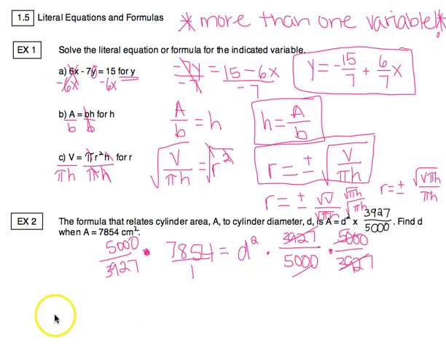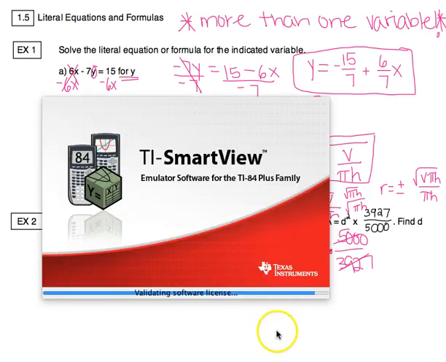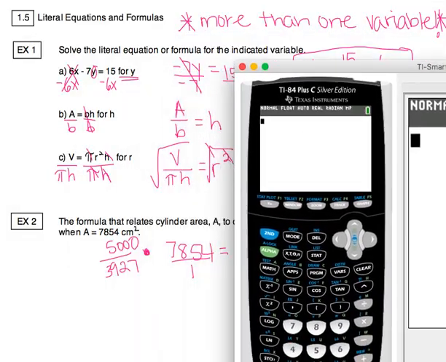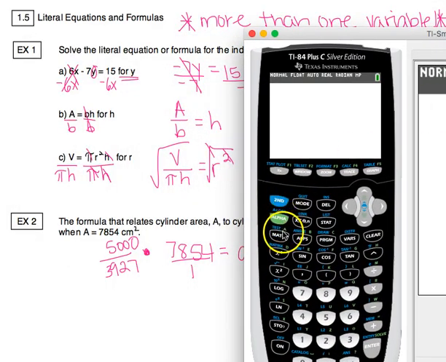Now, you can use a calculator here. Let me pull my on-screen one up if you would like. There we go. So on the TI, I do alpha y equals, choose the top one for fraction. So numerator is 5,000, denominator 3927, and then I'm going to multiply that by 7,854.